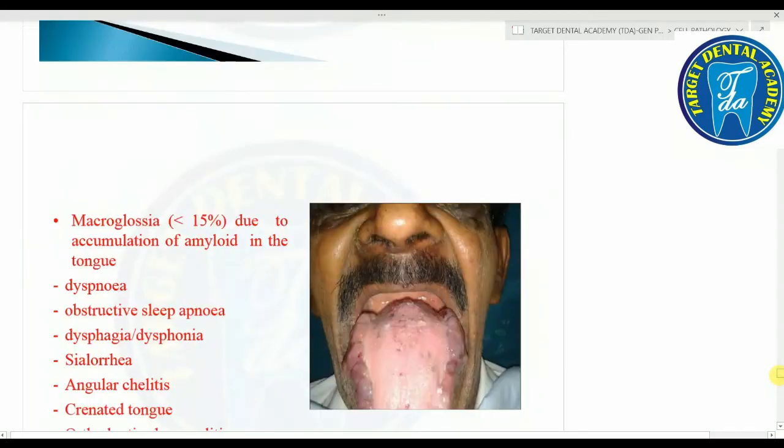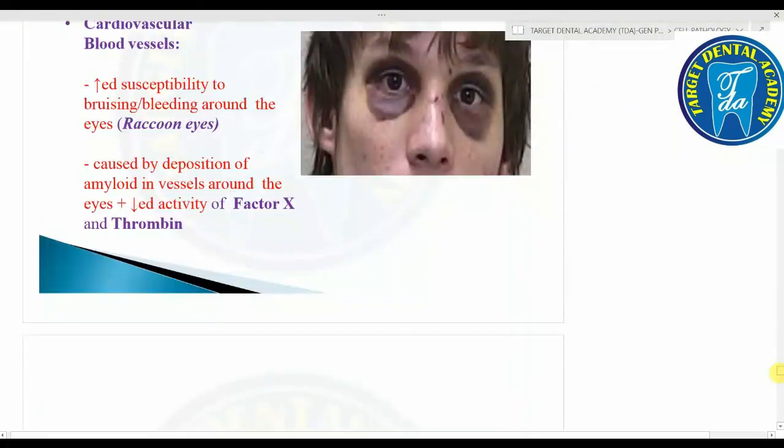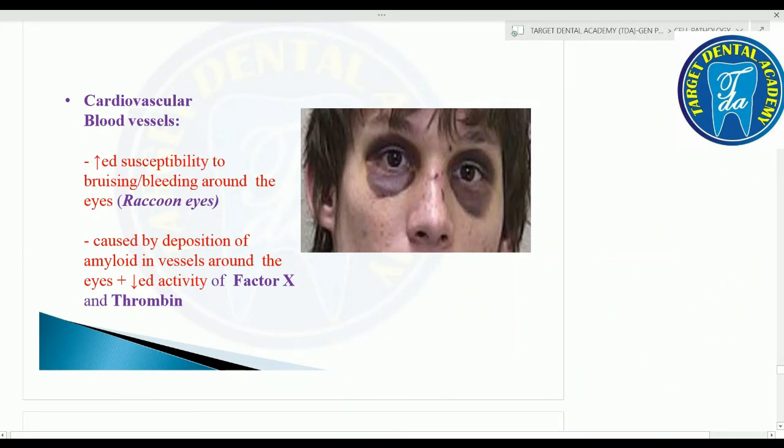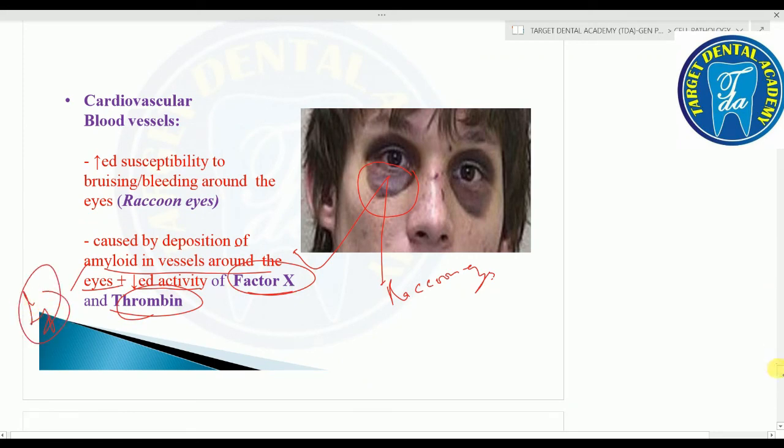Now next is the blood vessel. There is an increased susceptibility to bruising and bleeding around the eyes. This is what we call raccoon eyes. It is caused by the deposition of amyloid in the vessels around the eyes, which leads to decreased activity of factor 10 and thrombin. Very important.